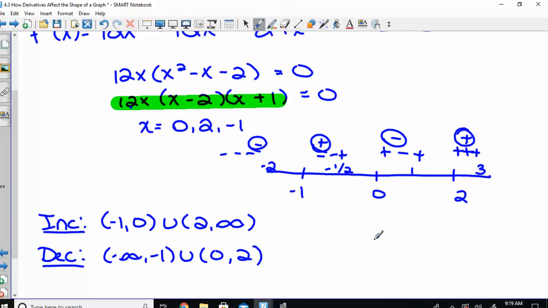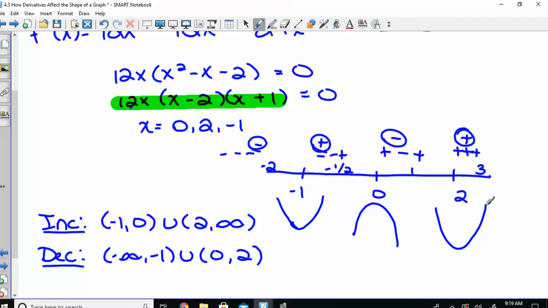At negative 1, your graph was decreasing, and after negative 1 it's increasing. So negative 1 is a minimum. At 0, before 0 is increasing, after 0 it's decreasing, so 0 is a maximum. At 2, it was decreasing and then increasing, so it is a minimum.